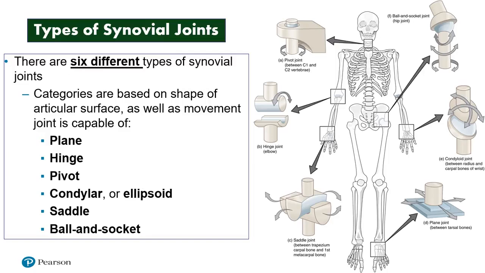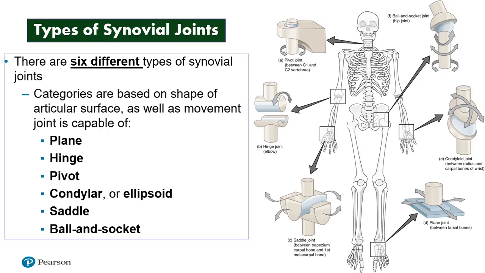All right, folks, now let's get into more details with the types of synovial joints. We saw some general movements, we saw some specialized movements. Now let's get into the types. There are going to be 6 different types of synovial joints, and their categories are going to be based on their shape, which we already said has to do with their range of motion.